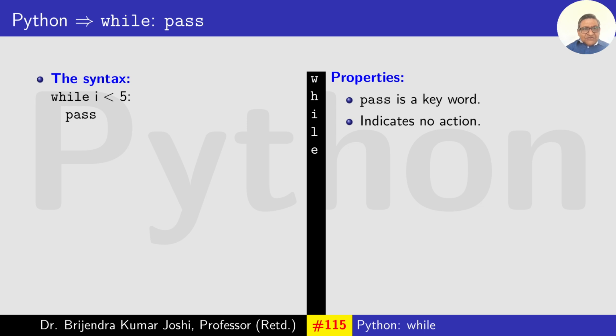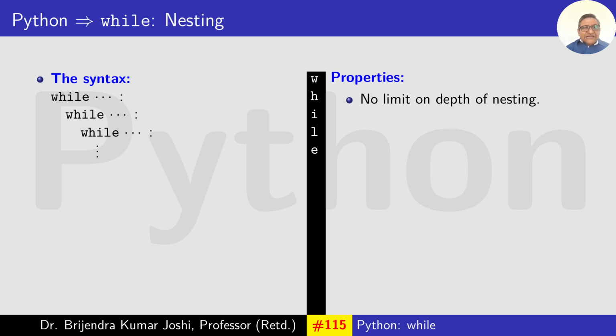Pass: if the test expression is true, it enters the loop, but pass indicates no action. Pass is also a keyword. So if it enters the loop and this is the only statement inside the body of the loop, it does nothing. Nesting: you can have a while inside a while inside a while and so on. Practically there is no limit on the depth of nesting.